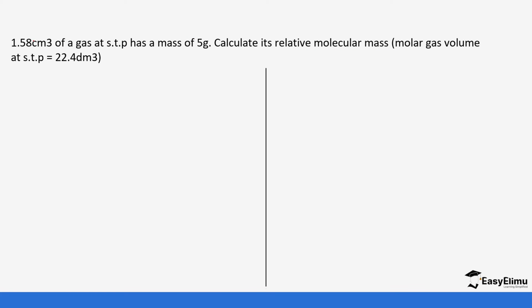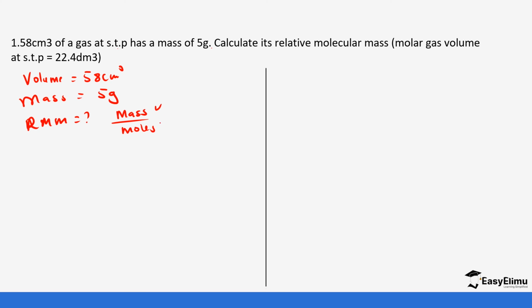For example, 58 centimeters cubed of a gas at STP has a mass of 5 grams. So we have the volume, which is 58 centimeters cubed, and the mass, which is 5 grams. Calculate the relative molecular mass, RMM. You are given the molar gas volume at STP, which is 22.4 dm cubed. For us to get the relative molecular mass of any compound, we need to have the mass and the moles.